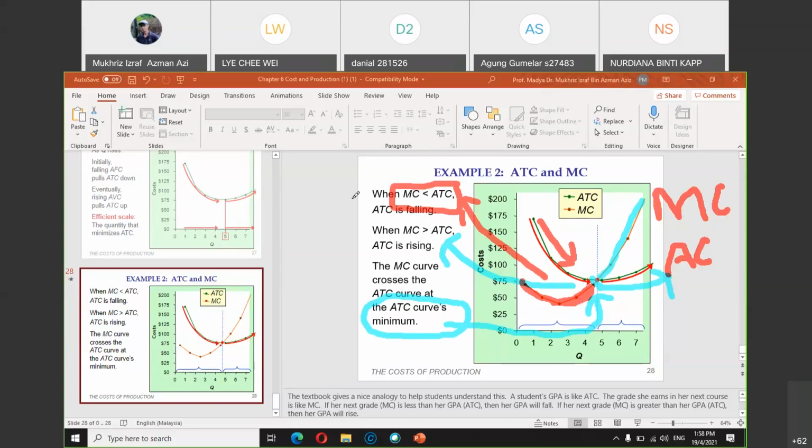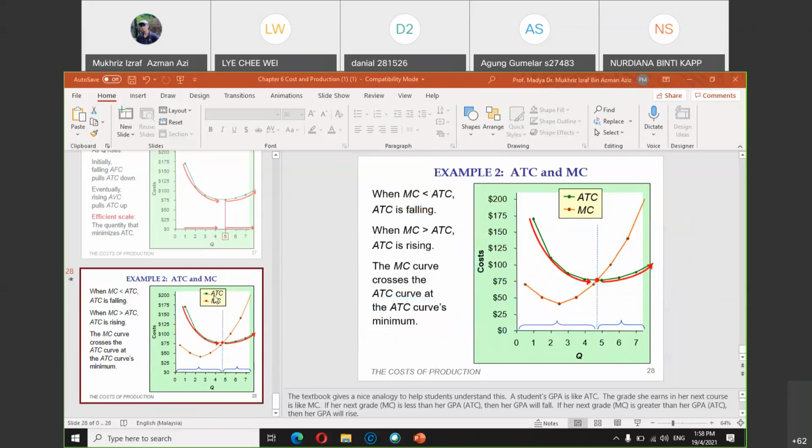So number one, when MC is below AC, AC is declining. When MC is above AC, AC is increasing. When the two curves intersect, AC is minimum. So that is point number one, point number two, and point number three that you need to take back and understand for this chapter. I think that's it for our discussion for today.